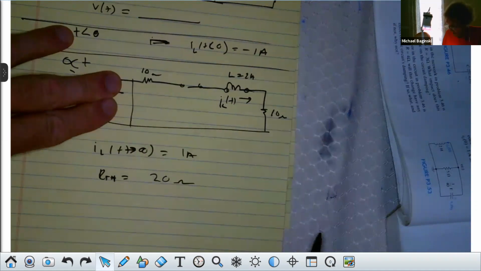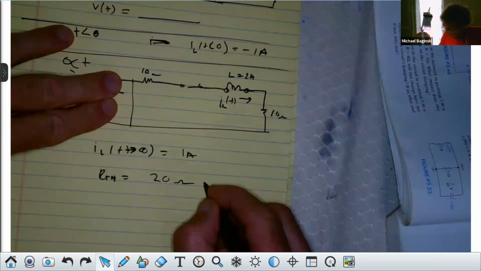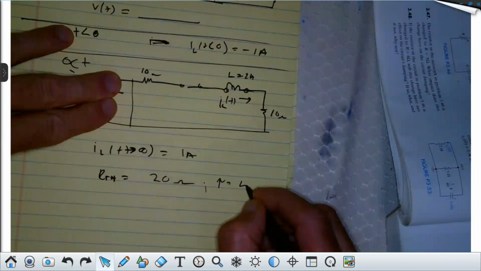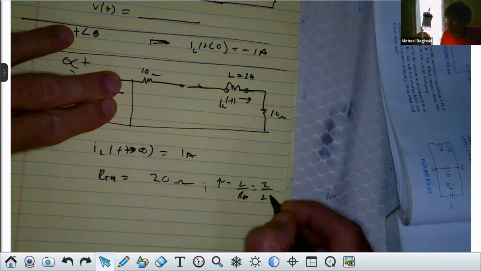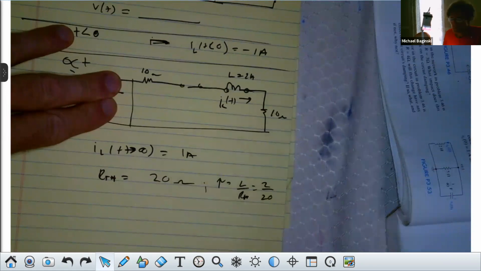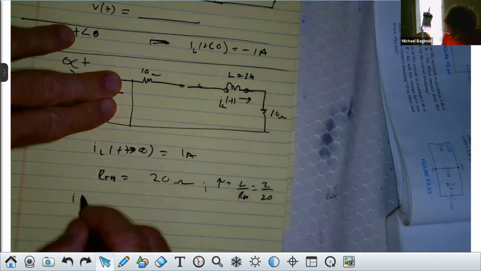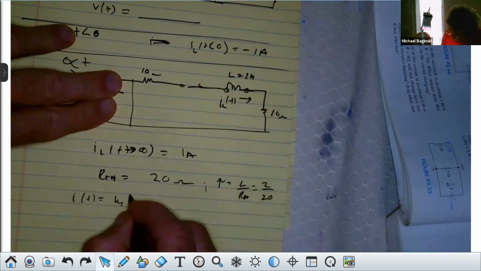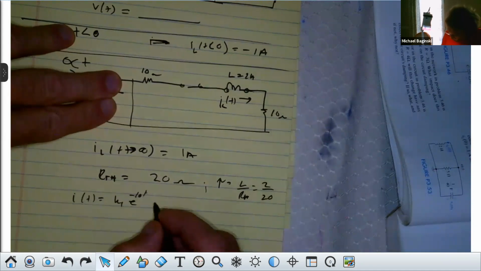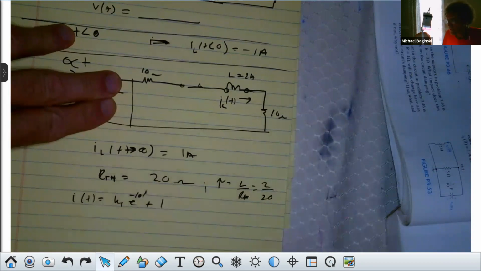All right. We can get tau. What's tau? L over R. Or 2 over 20 or 1 over 10. Agreed? Now we have an equation. We have I of t is equal to K1 e to the minus 10t, right? Plus the current as t goes to infinity, plus 1, right? How do we get K1?